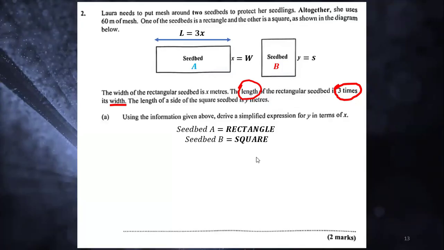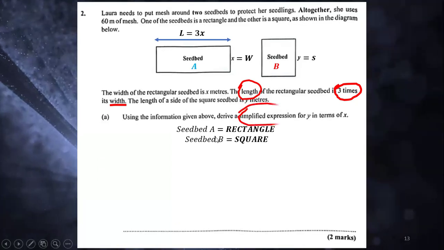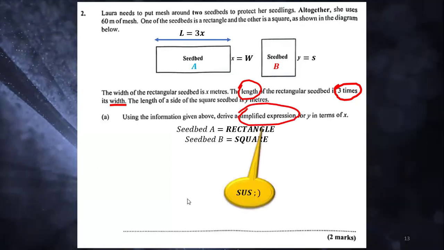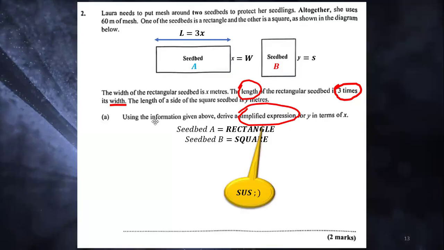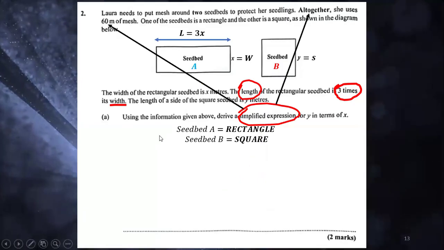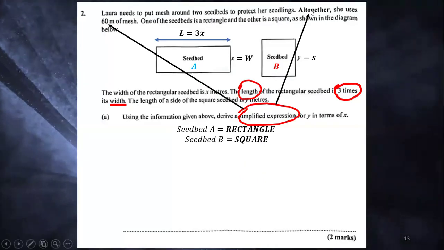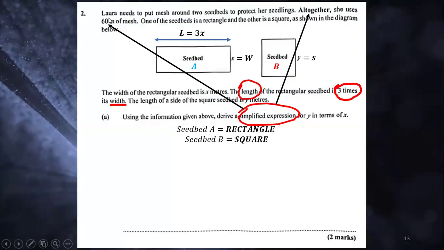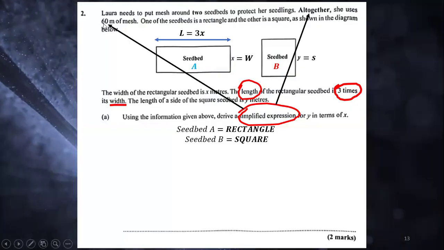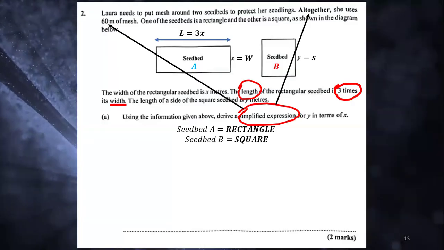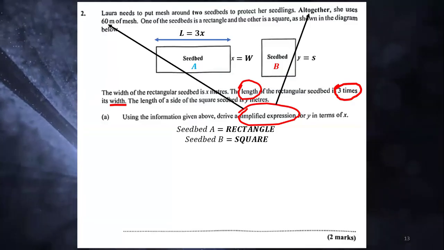All right, awesome. Next, what we're going to do is look at this instruction a bit more closely. If you look at it, you realize that this looks kind of sus, right? Simplified expression. What does that even mean? Until you realize it's related to the word altogether, which is in bold, and the 60 meters. What does altogether mean? Anybody? It means to add.